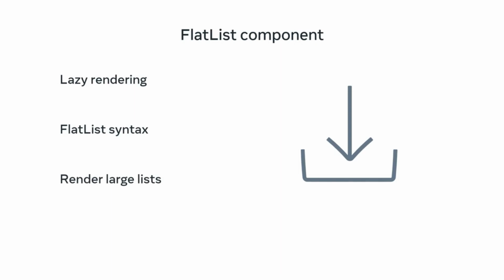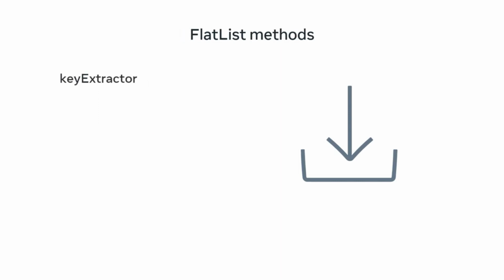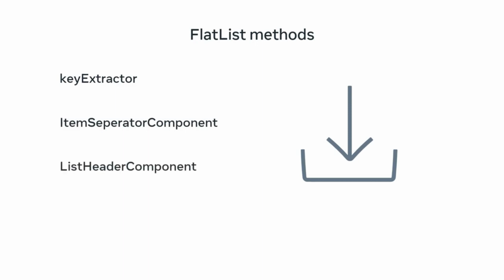And use FlatList to render a large list in a React Native app. You then explored some built-in methods of FlatList. This includes extracting unique IDs from an array with the key extractor prop, rendering separator lines with the item separator component prop, rendering a header with the list header component prop, and rendering a footer with the list footer component prop. In the second lesson, you shifted focus to the SectionList component.